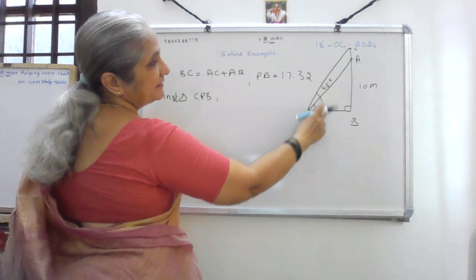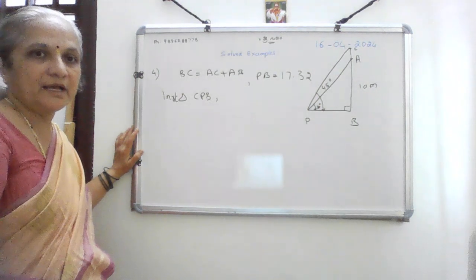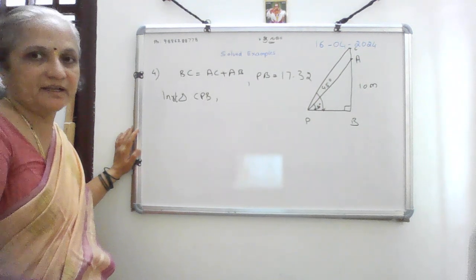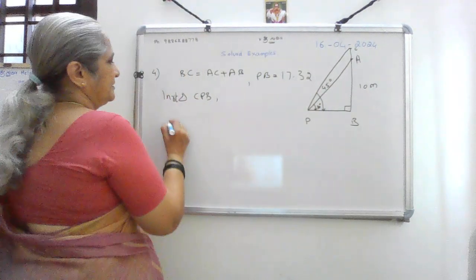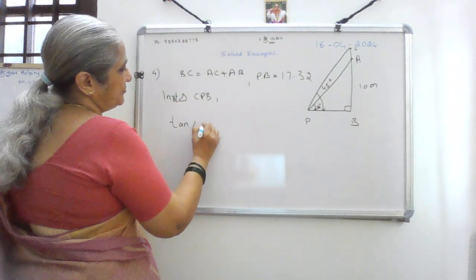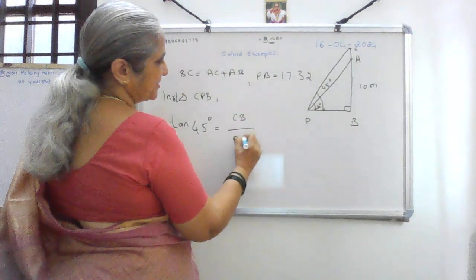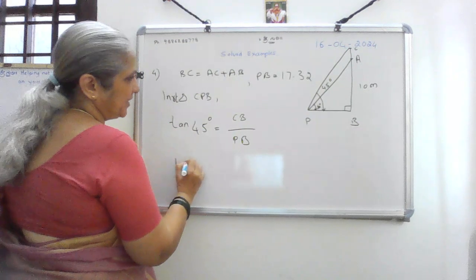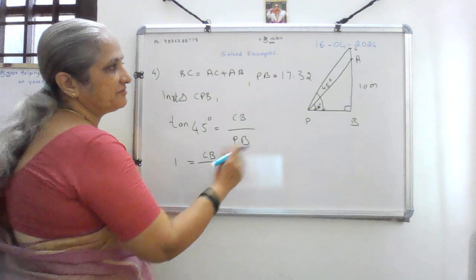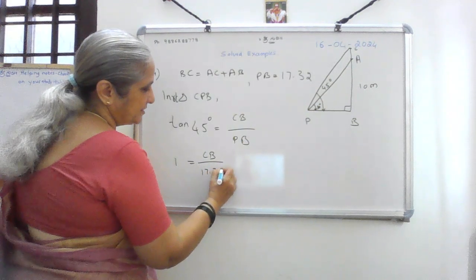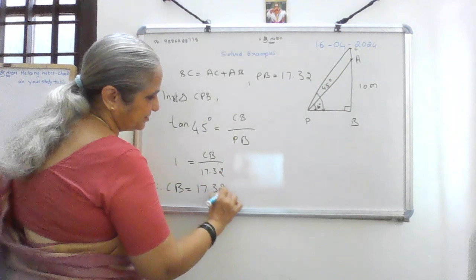again we will take tan of 45 degrees. We take the trigonometric ratio tan 45 degrees because it includes the opposite side and the adjacent side. Tan 45 degrees is equal to CB upon PB. But tan 45 is 1. So 1 is equal to CB upon PB, and PB we just found as 17.32. Therefore, CB is equal to 17.32 meters.